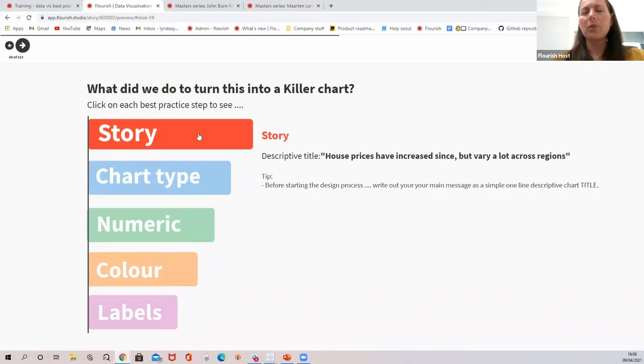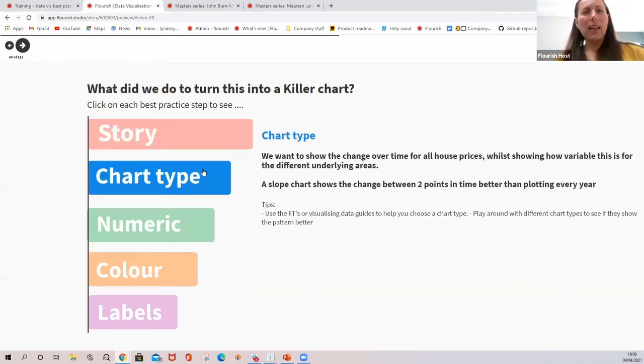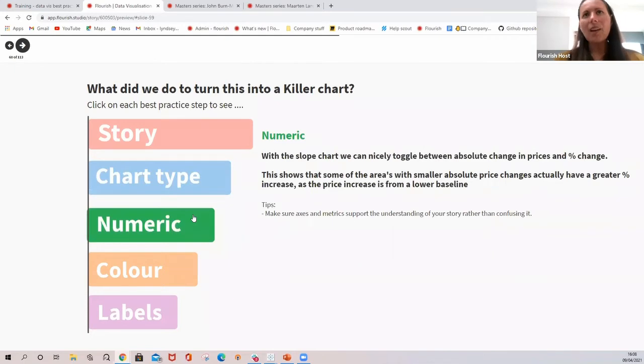So again, going through our process of our story, our descriptive title, we put that up first to hone in on the message that we want to tell. We, in this case, decided actually maybe a slope chart was better because it gave us the difference between 2 points in time. With the slope chart in Flourish, you can nicely toggle between absolute change and percentage change. So you can give the user the option, but you could also make that choice yourself about what metrics to show.